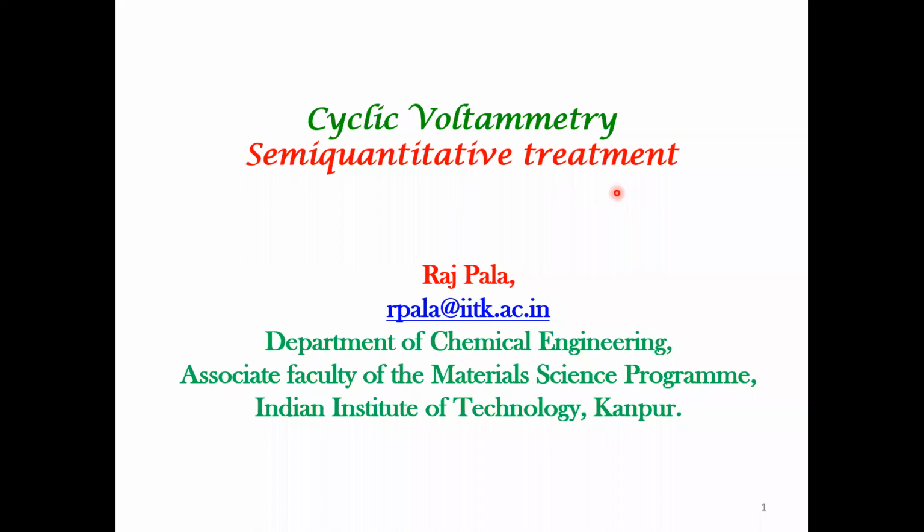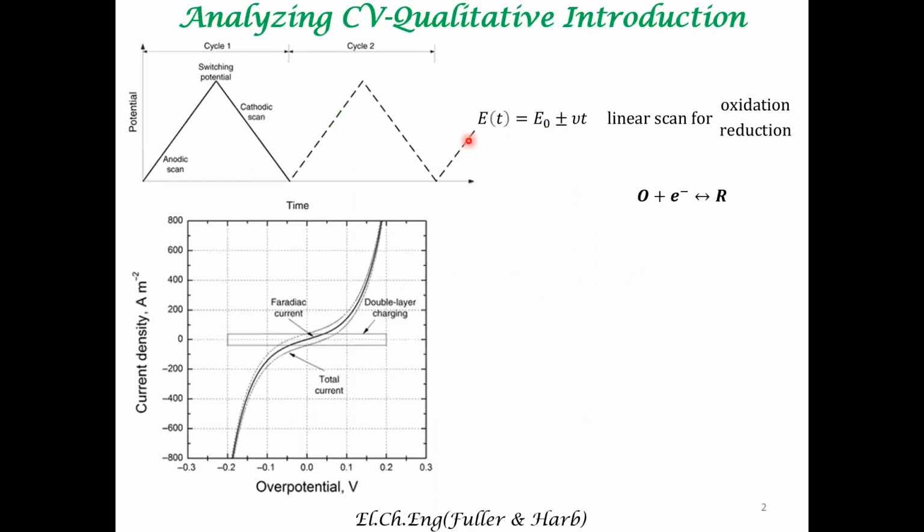This is the second part of the two brief lectures on cyclic voltammetry. In the previous lecture, we had introduced what cyclic voltammetry is and argued qualitatively on how to get the current in response to the voltage scan.